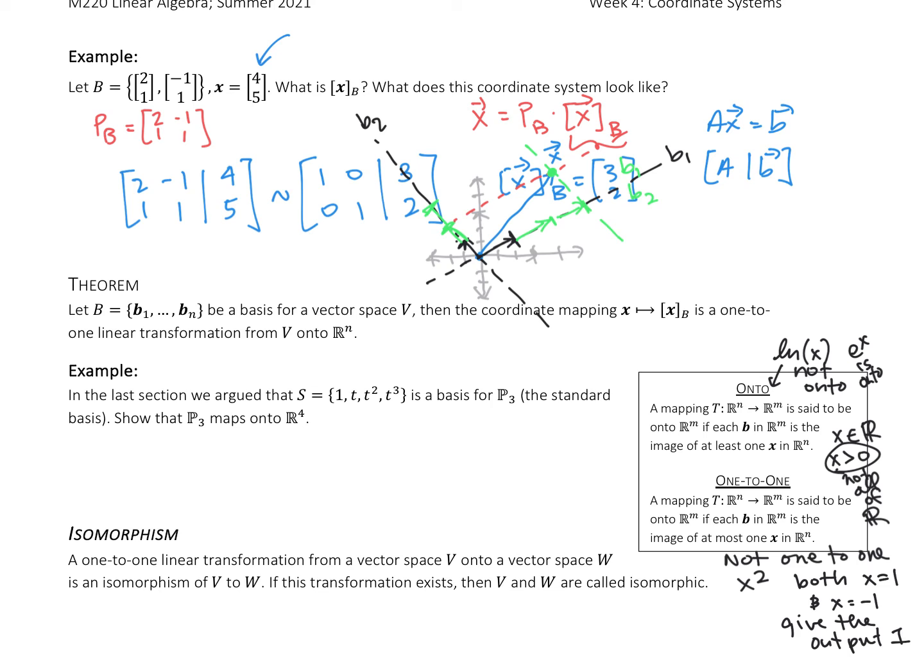So we argued that this was a basis for P3, or in other words, we argued that S, which we talked about in the general sense up to an nth degree polynomial, was a basis for Pn. So we want to show that P3 is going to map onto R4. So we can use this theorem to say, essentially, so we want to do the transformation.